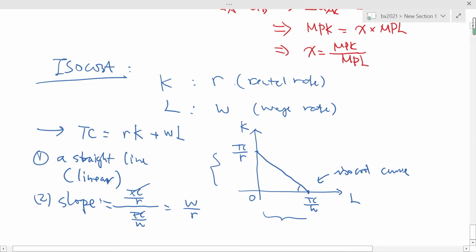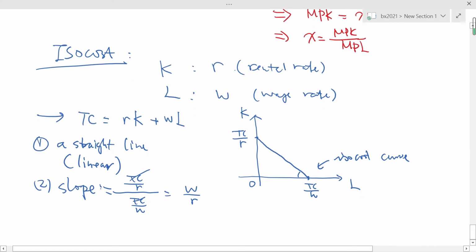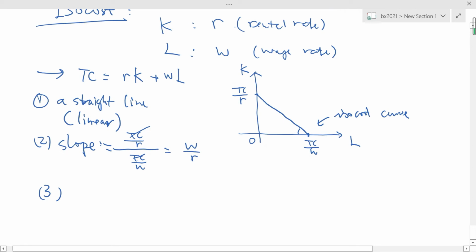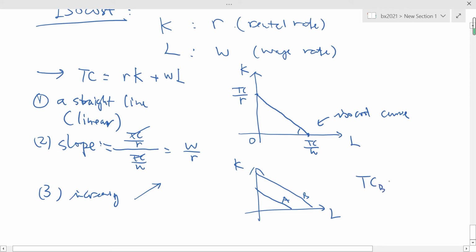Okay. And again, you want to pay attention to which one is on the top. So here, W is on the top, R is on the bottom. And this is because I'm putting capital on the vertical axis, labor on the horizontal axis. Okay. Second observation. Third observation, again, is that it is increasing in this direction. So, suppose we have these two isocost lines, A and B. The total cost represented by isocost B is bigger than that of A.